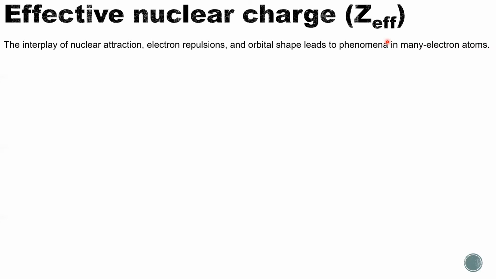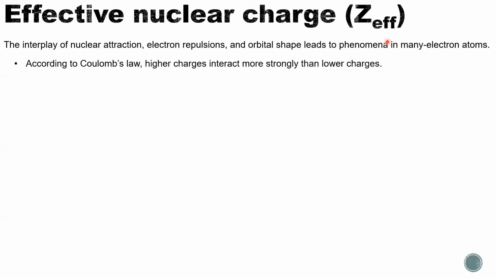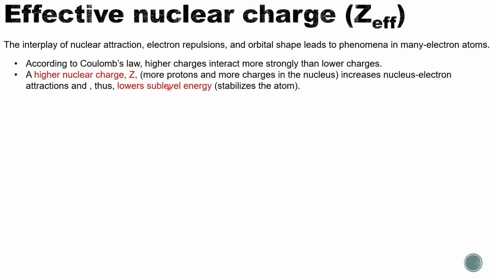According to Coulomb's law, higher charge interacts more strongly than lower charge. Also, if these 2 charges are closer to each other, the interaction is stronger. So a higher nuclear charge, uppercase Z, means we have more protons and more charge in the nucleus. If we have more of those, that increases the nuclear-electron attraction.